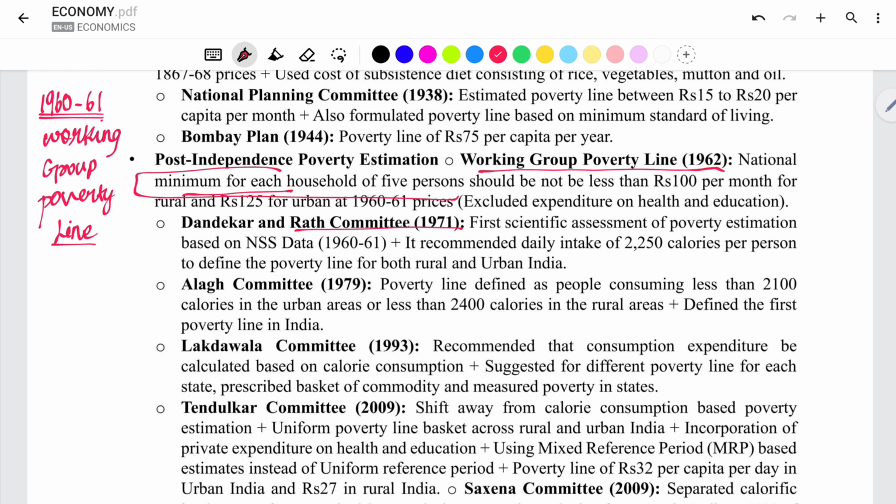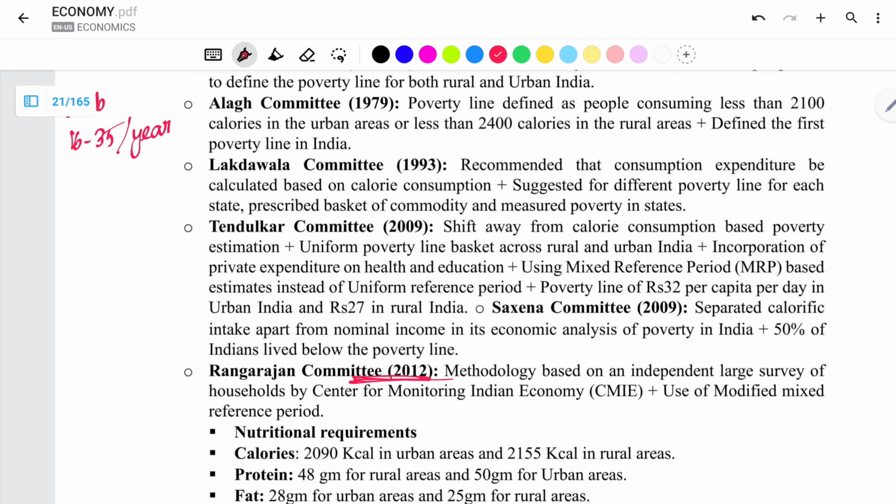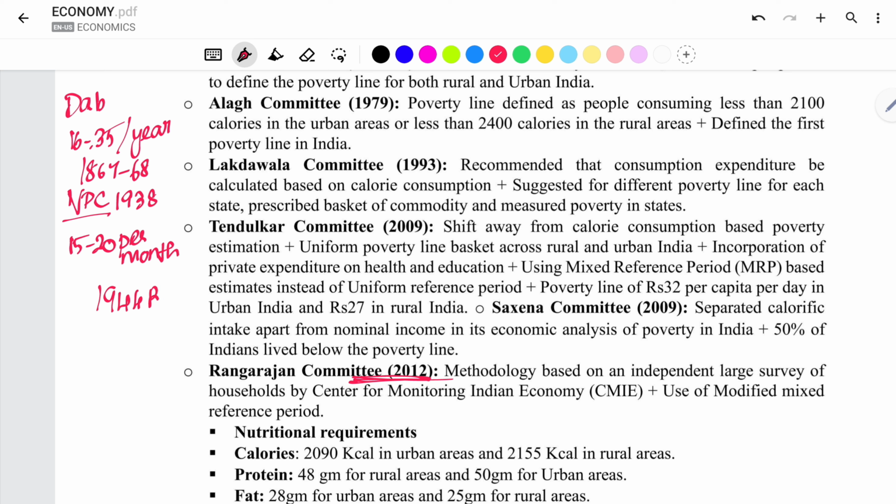The national minimum for each household of 5 persons. So when we recall it, what did Dadabhai Naoroji say? 16 to 35 rupees per year is enough, in 1867-68. Next we have the National Planning Committee in 1938. Per month they told 15 to 20 rupees. Then the Bombay Plan.